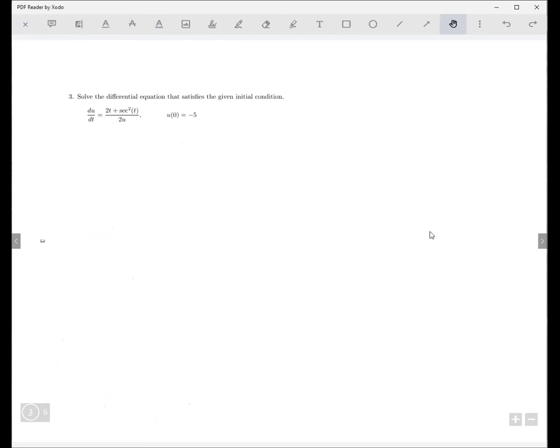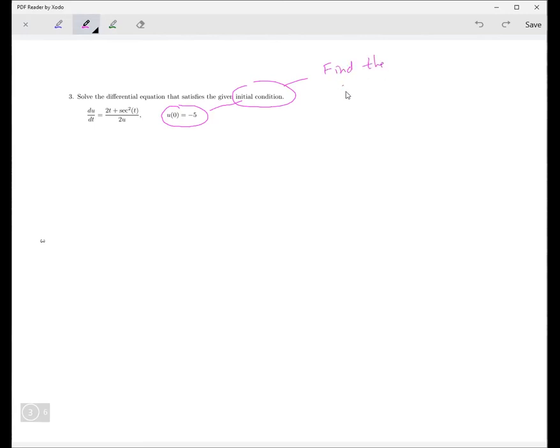So number 3, solve the differential equation that satisfies the given initial condition. Here they're putting an initial condition in there. And this basically means you use the initial condition to find the constant, but you don't really use it to solve the equation.